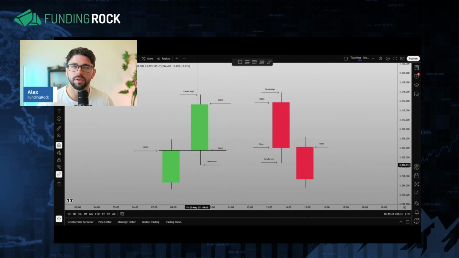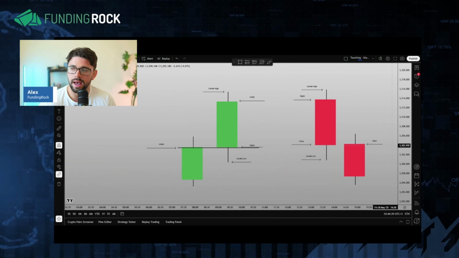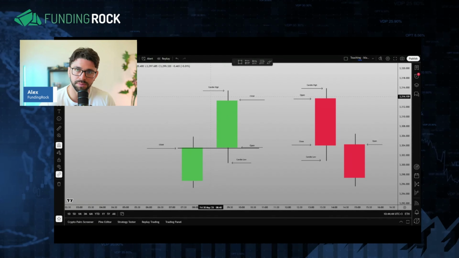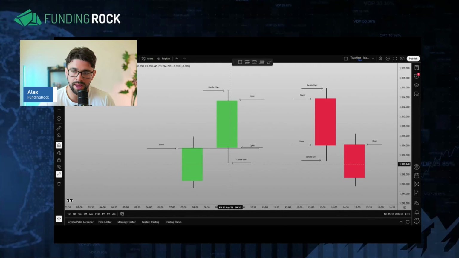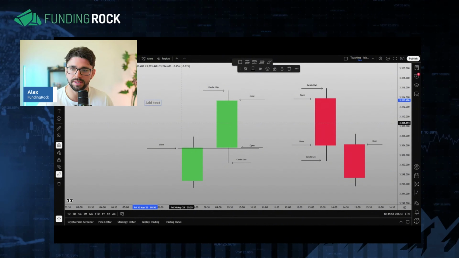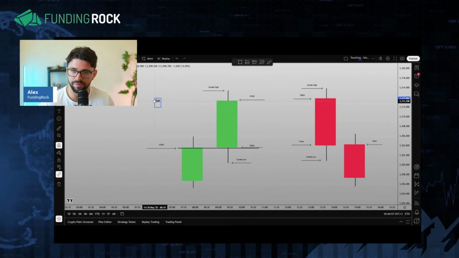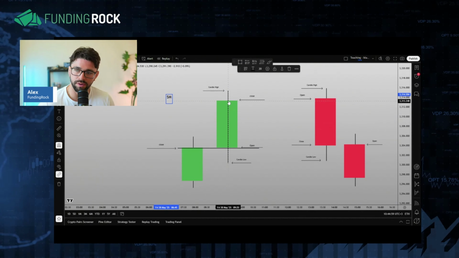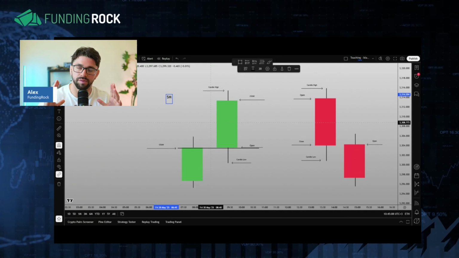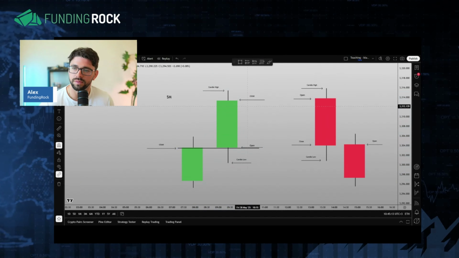Okay. Now, what are shadows? Shadows are basically wicks, and they just highlight the high of that candle on that specific time frame and the low of that candle in the specific time frame. So let's say we're looking at this candle right here, and this is a 5-minute candle. Each one of these candles is a 5-minute piece of information. Now within that 5 minutes, the candle can do so many different things.